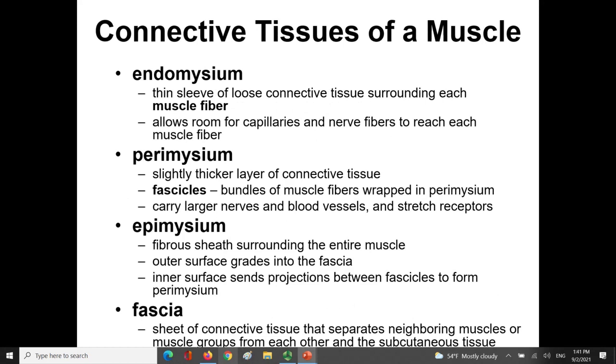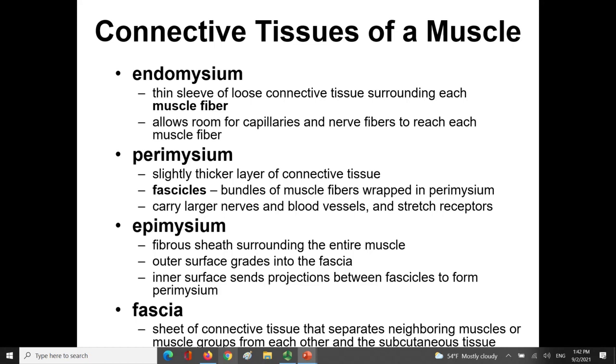There are some connective tissues within our muscle. There is what we call the endomysium, and this is a thin sleeve of loose connective tissue that surrounds each muscle fiber. This allows room for the capillaries and the nerve fibers to reach each muscle fiber. We also have a perimysium. This is a slightly thicker layer of connective tissue, and it deals with the fascicles, which are bundles of muscle fibers that are wrapped in this perimysium. This area then carries larger nerves and blood vessels and stretch receptors.